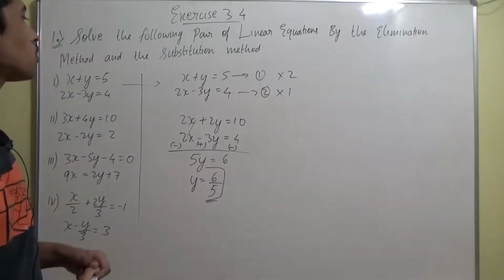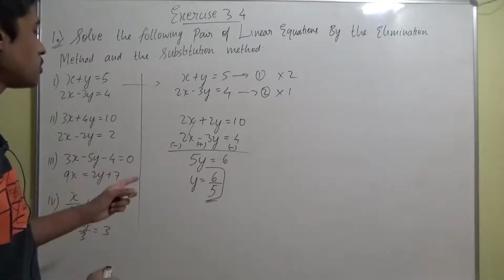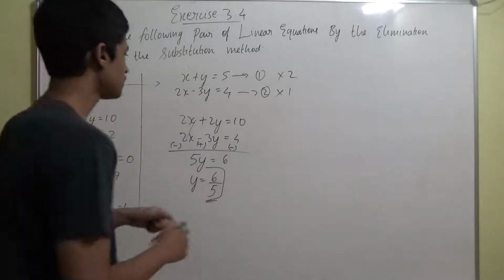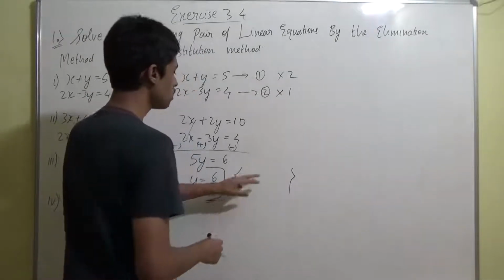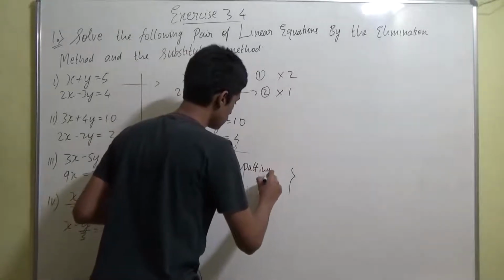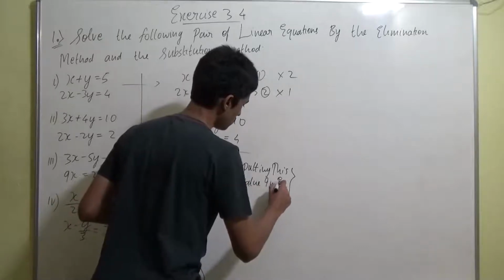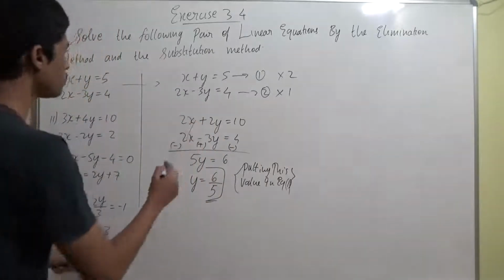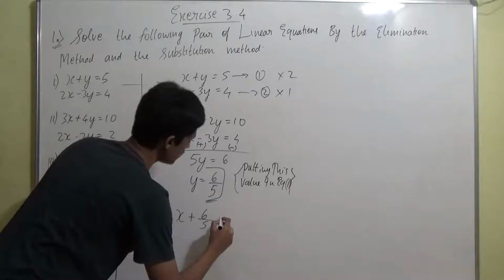Done. Now we should find the value of x by substituting. Let's put this value in equation 1 and find the value of x, right? Putting this value in equation 1, here you have to write the explanation, putting this value in equation 1. When you put it in equation 1, it becomes x plus 6 by 5 equal to 5.